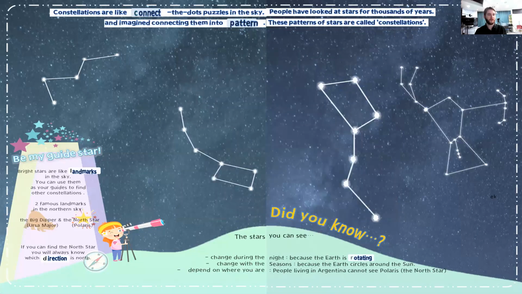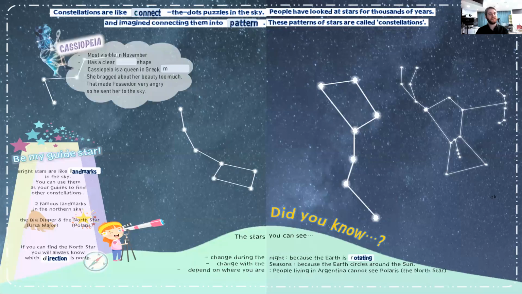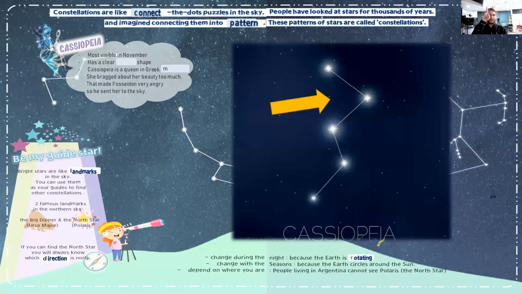The next part we want to look at is over here, Cassiopeia. It's most visible in November, and it has a clear, what is this letter? Do you know the English letter? It has a clear W shape.